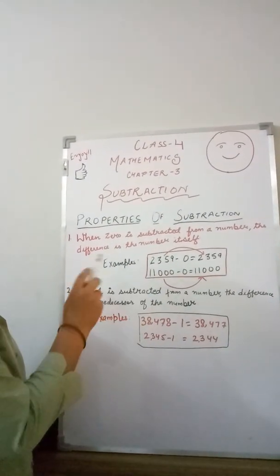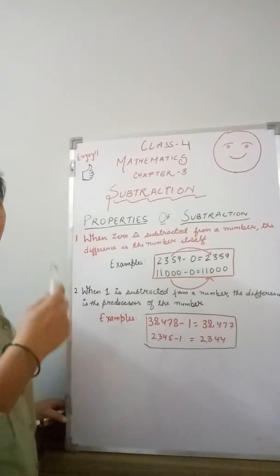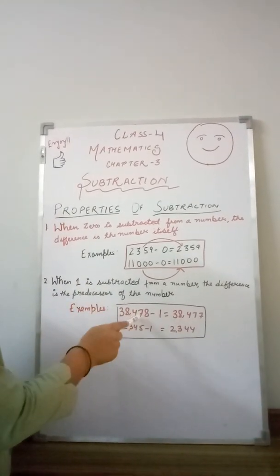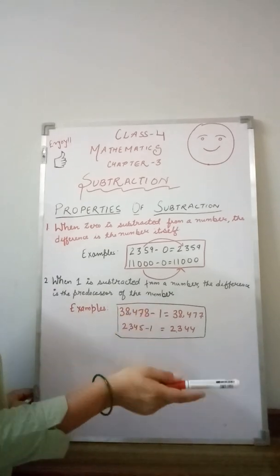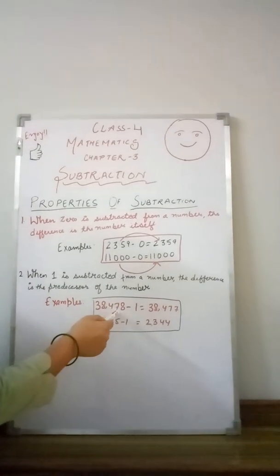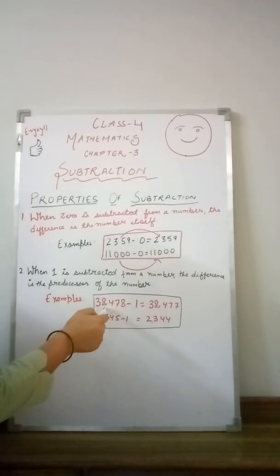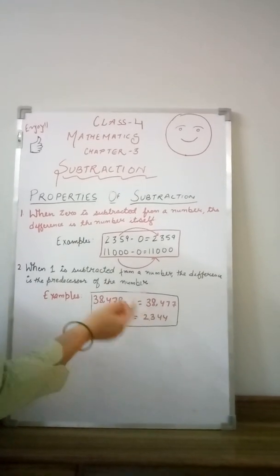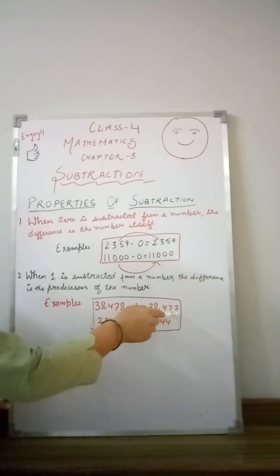of the number. Predecessor means one step back. We are subtracting 1 from a number, so we get the predecessor. So if 1 is subtracted from a number, there is no need to subtract in the rough corner. You can directly write the predecessor of the bigger number. So 38,478 minus 1. One step back means 78 is converted to 77.